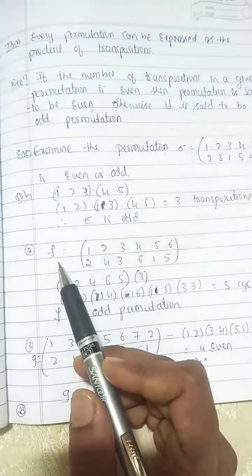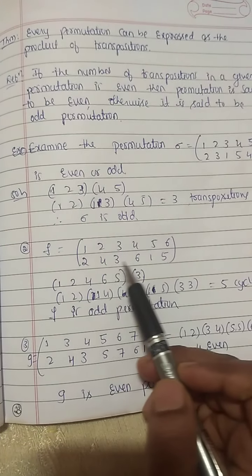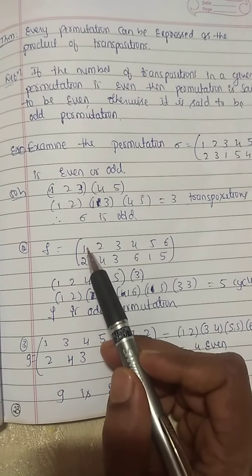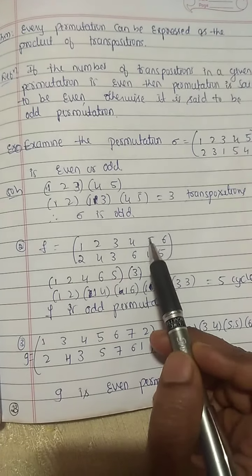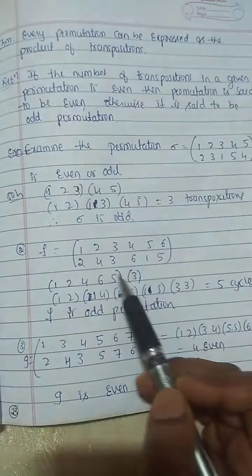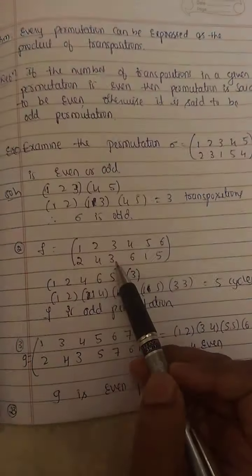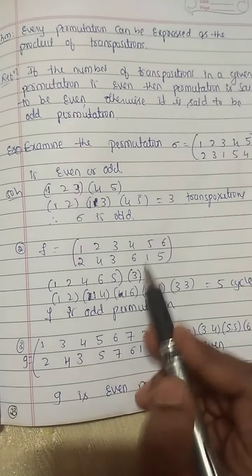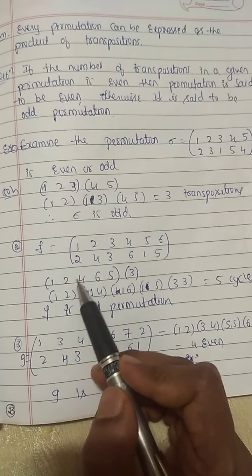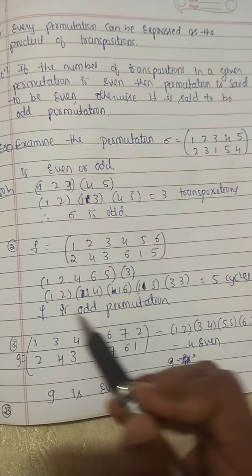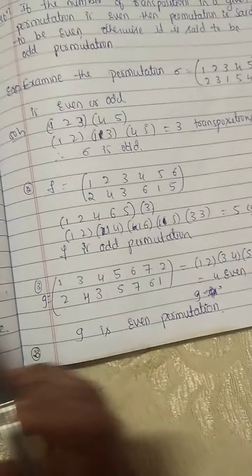One more example. f equals 1, 2, 3, 4, 5, 6 over 2, 4, 3, 6, 1, 5. 1 goes to 2, 2 goes to 4, 4 goes to 6, 6 goes to 5, 5 goes to 1. This is one cycle. 3 goes to 3, this is one. This can be written as a transposition. The cycle can be written as (1 2)(1 4)(1 6)(1 5). Number of transpositions is 5. This is an odd permutation.